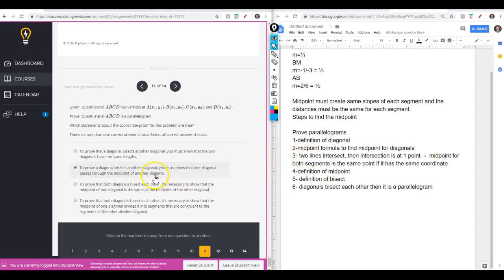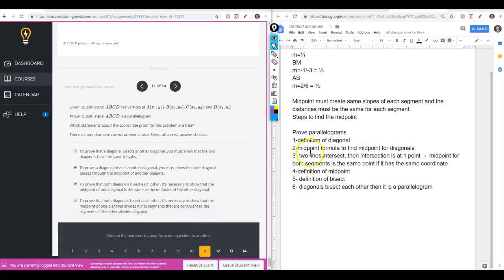So that is represented by reason 3. To prove that both diagonals bisect each other, it's necessary to show that the midpoint of one diagonal is the same as the midpoint of the other diagonal. Yes. Next, to prove that both diagonals bisect each other, it's necessary to show that the midpoint of one diagonal divides it into segments that are congruent to the segments of the other divided diagonal.